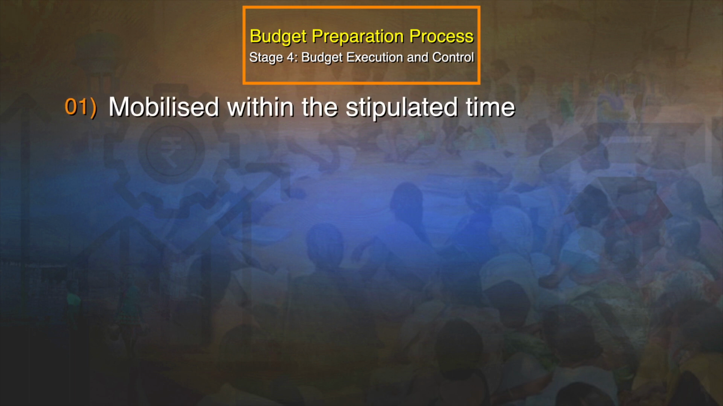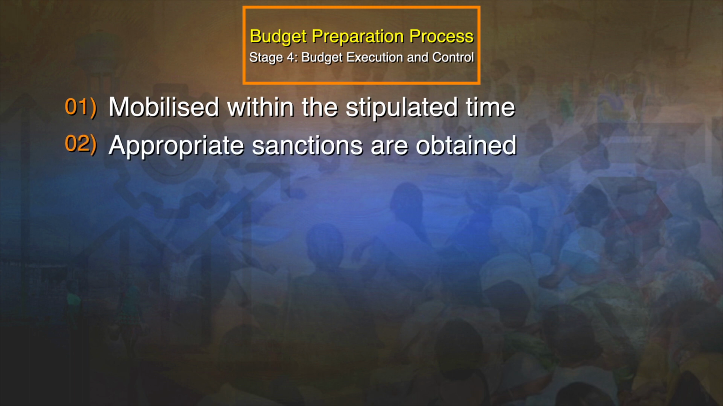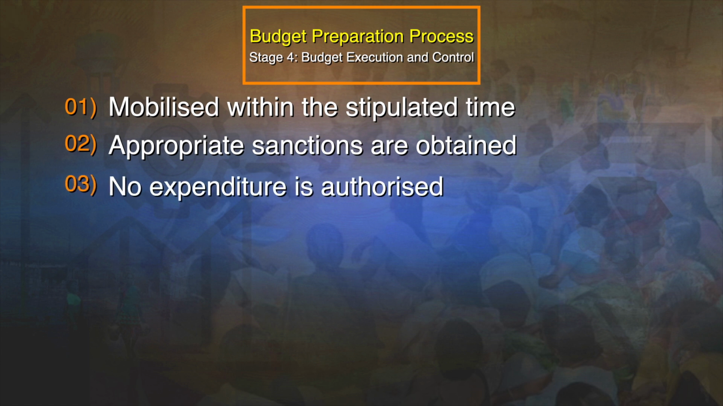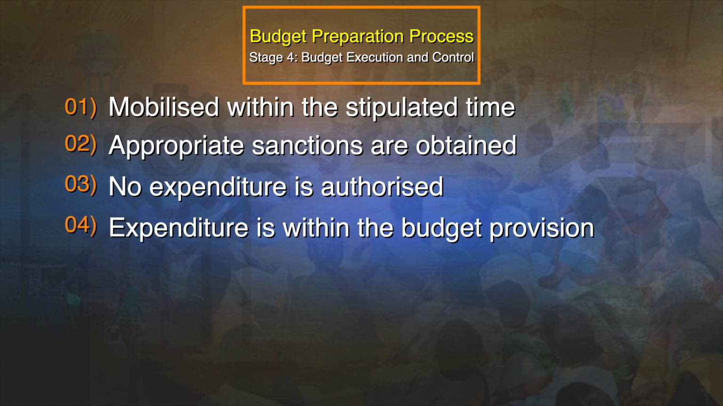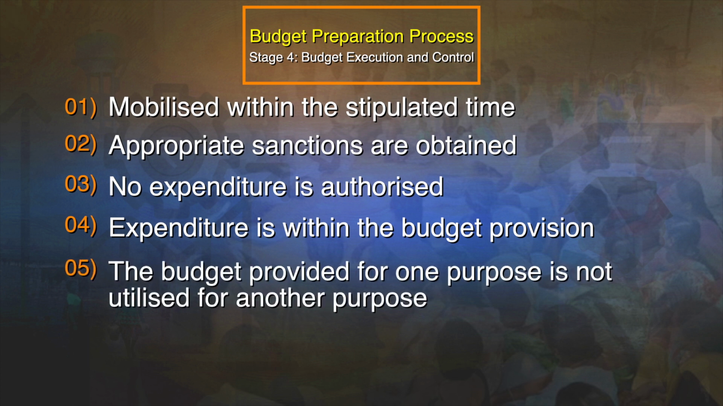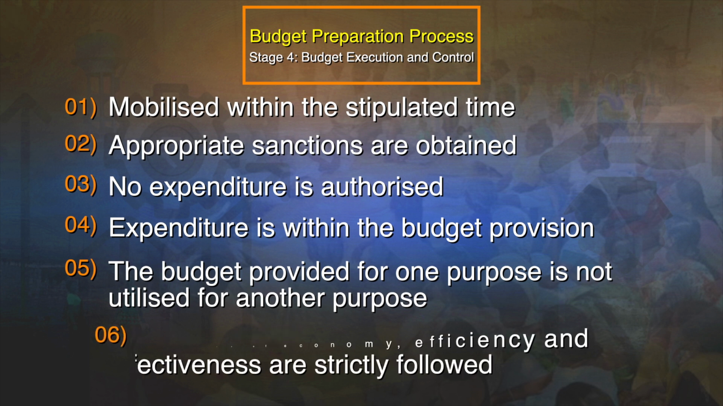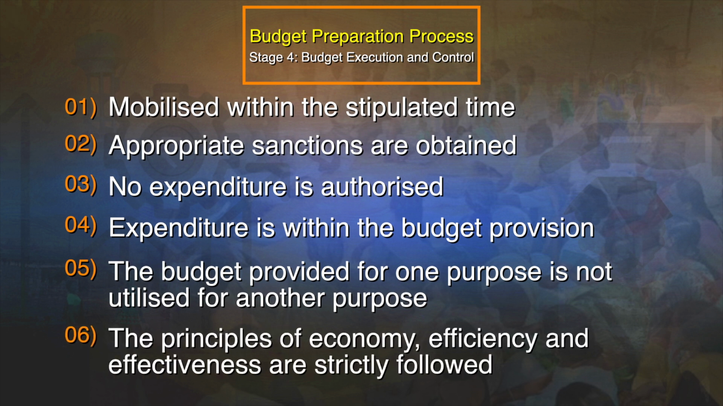All resources specified in the budget are mobilized within the stipulated time. Appropriate sanctions are obtained for all the expenditures incurred. No expenditure is authorized unless provided in the budget. Each item of expenditure is within the budget provision. The budget provided for one purpose is not utilized for any other purpose. The principles of economy, efficiency, and effectiveness are strictly followed while executing the budget.